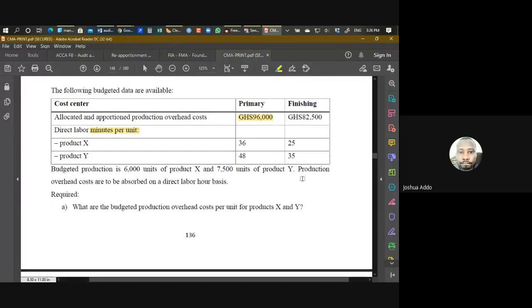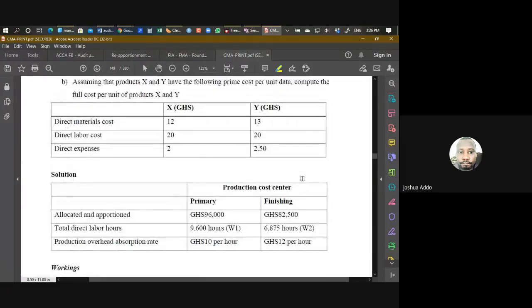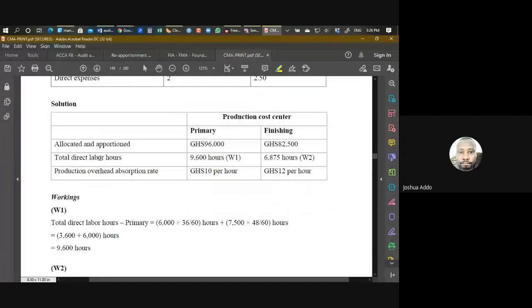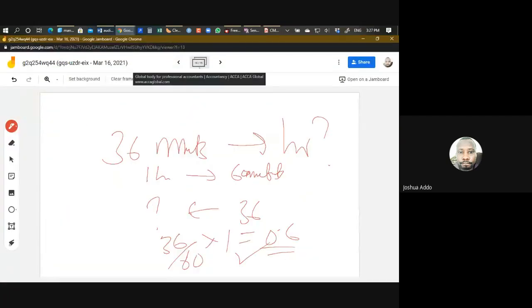So let's run through the solution because we have done one part. The other part is the same. Okay, so solution. Total direct labor hours, 9,600. And we have understood the workings. We converted the 36 minutes to hours and multiplied by the total units of production to get the total hours, both for X and for Y. And then we sum the hours from X and Y to give us the total hours, and then we had 9,600. If you go to the drawing board, we have all seen those calculations.